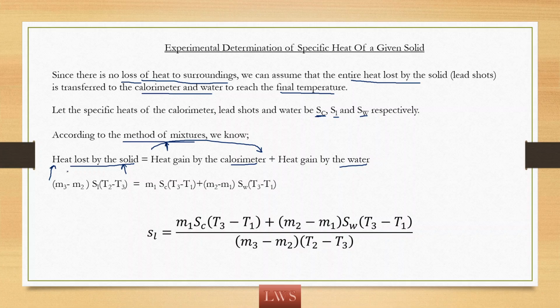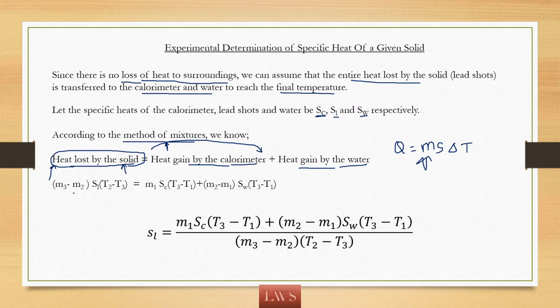How can I write the method of mixtures? Heat lost by solid is equal to heat gained by calorimeter plus heat gained by water. And I know that the heat lost or gained is Q equals MS delta T, mass into specific heat into change in temperature. So first of all, let us look at heat lost by solid. Solid means lead shard. So M means mass of our lead shard.